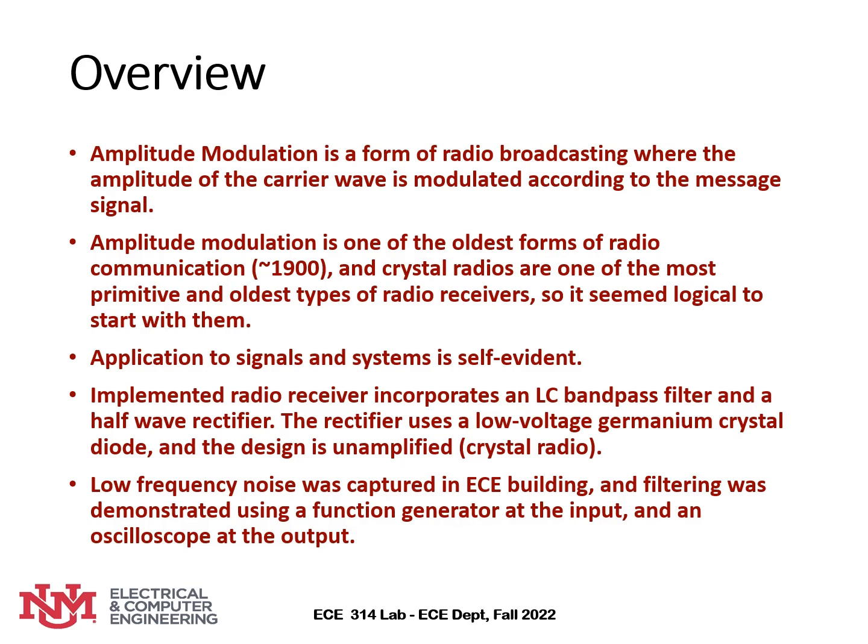Amplitude modulation, or AM, is a form of radio broadcasting where the amplitude of the carrier wave is modulated according to the message signal. It's one of the oldest forms of radio communication, circa 1900. And crystal radios are one of the oldest and most primitive types of radio receivers, so it seemed logical to start with them. Application to signals and systems here is pretty self-evident.